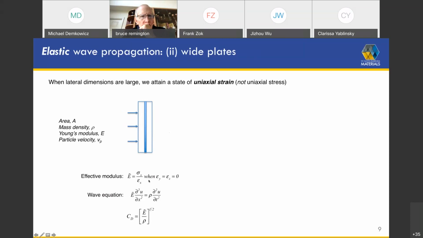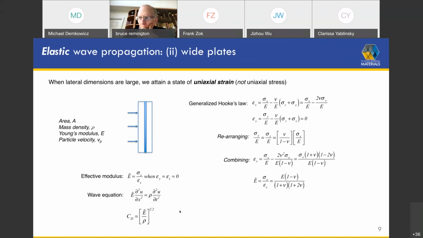And this is defined when the two transverse strains are identically zero. If we use that in place of Hooke's law in the preceding slide, and we combine it with the equation of motion, we get this form of the wave equation, where now the Young's modulus is replaced by this effective modulus E tilde. And in turn, we find, if we continue the analysis, that the wave speed, CD, which is referred to as the dilatational wave speed, is the root of E tilde over rho. Okay? Now, what is E tilde?